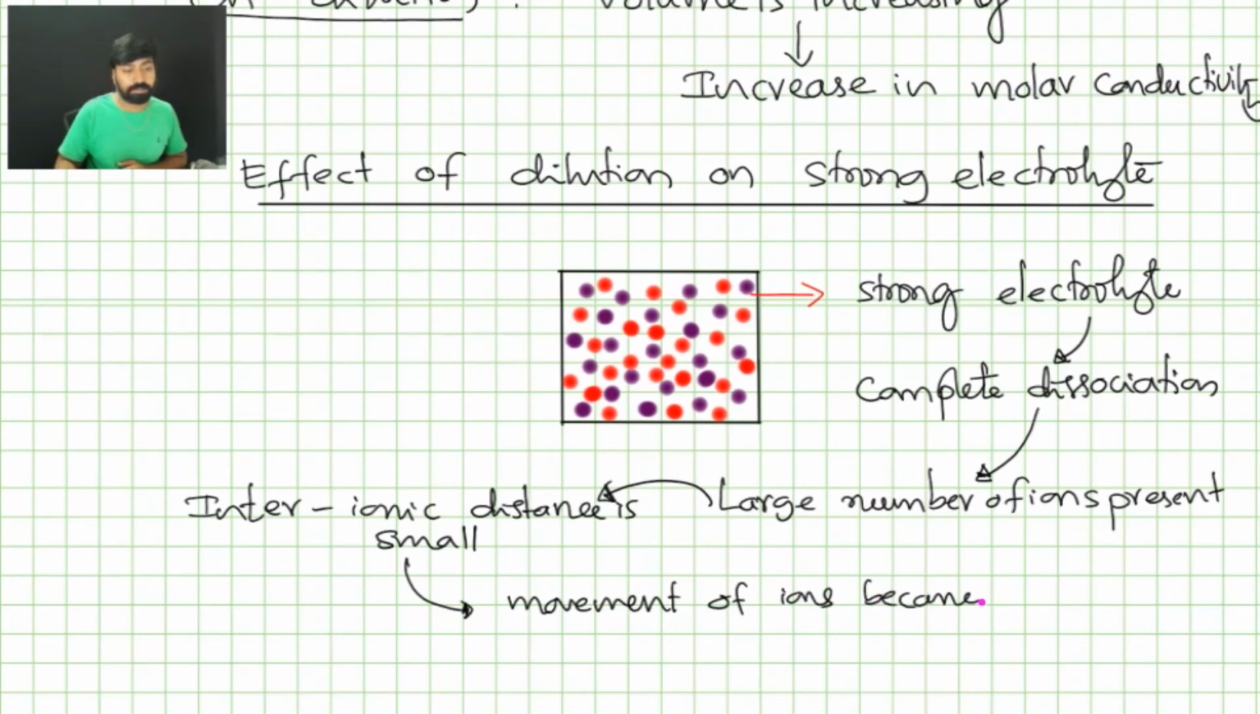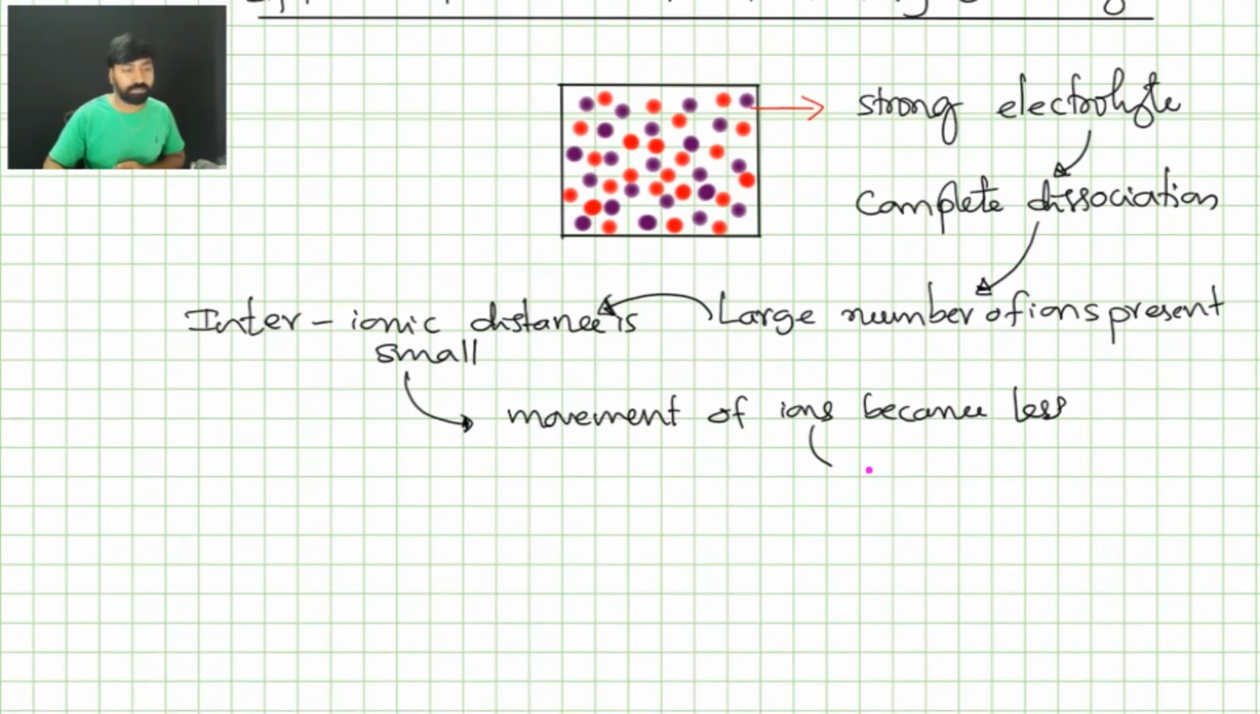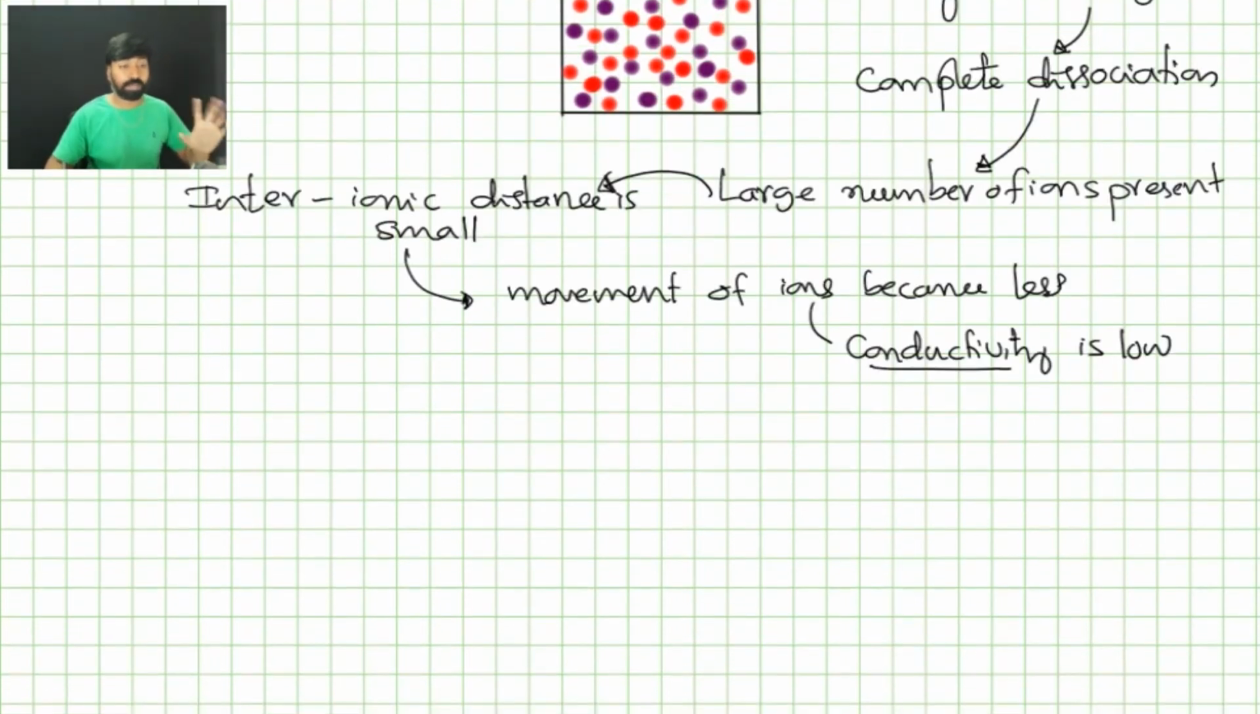As we know, the conductivity depends upon how mobile the ions are, how easily they can move. If the ions are moving very rapidly, then the conductivity is more, right? If the ions are moving very slowly, very restrictedly, then the conductivity is very low. So we can say that the conductivity is low here. I'm talking here about conductivity in a small volume, students. You're not talking about the molar conductance.